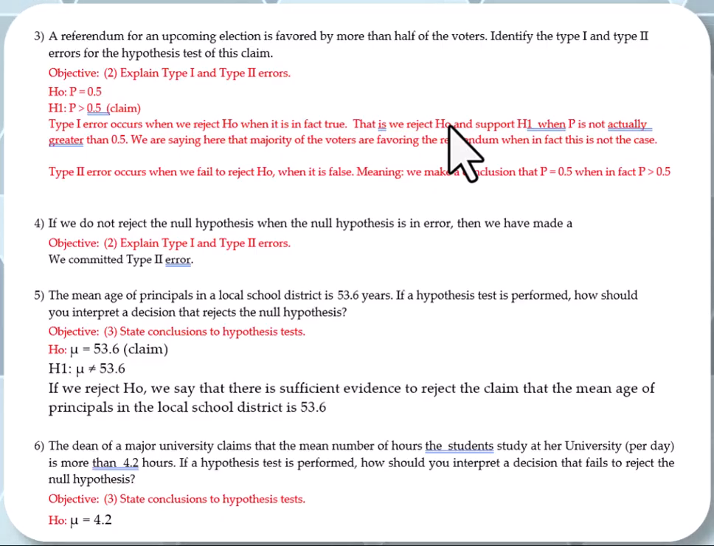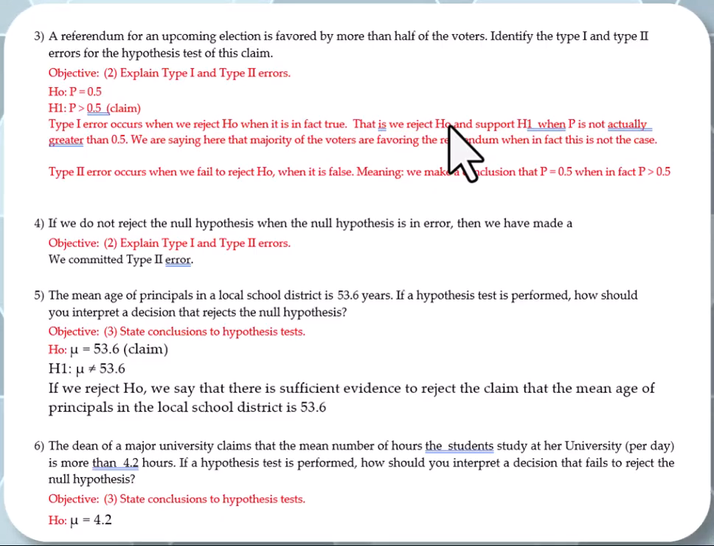What is type 1 error? Type 1 error occurs when we reject the null hypothesis when it is in fact true. So you're rejecting something that is true. That is, we reject H0 and support H1 when P is not actually greater than 0.5. So we are saying here that the majority of the voters are favoring the referendum when in fact it's not the case. This is a type 1 error.